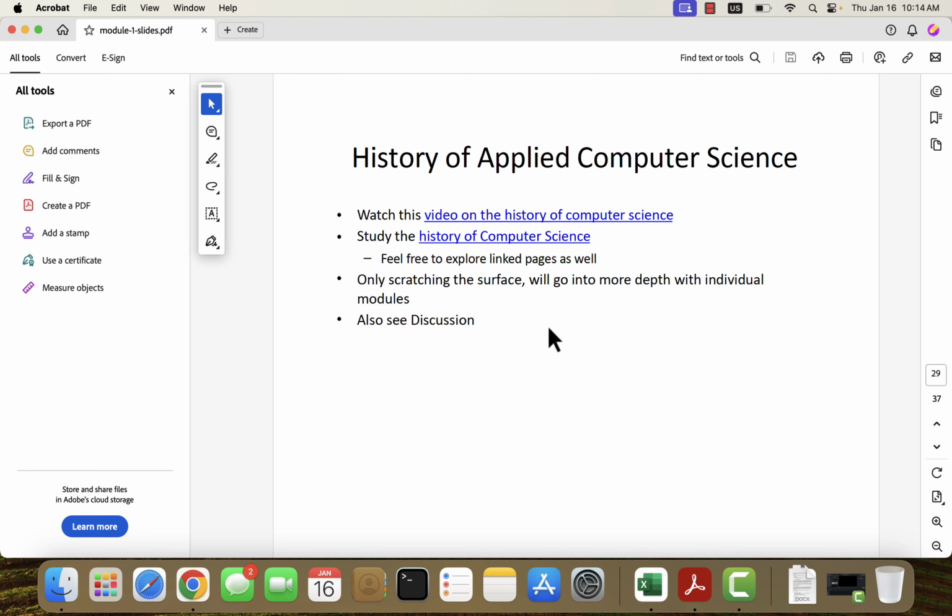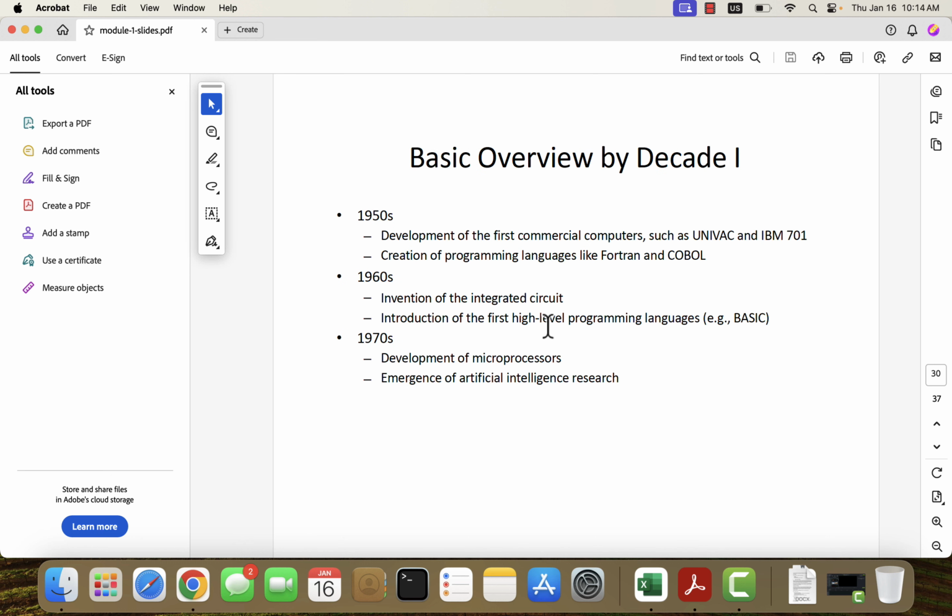But we are going to briefly do a basic overview about the evolution of computer science, right? So again, observe how fast it evolved. If we go back to the 1950s, that's when we have the development of the first commercial computers, such as the UNIVAC and IBM 701, right? We also had the creation of programming languages like Fortran and COBOL.